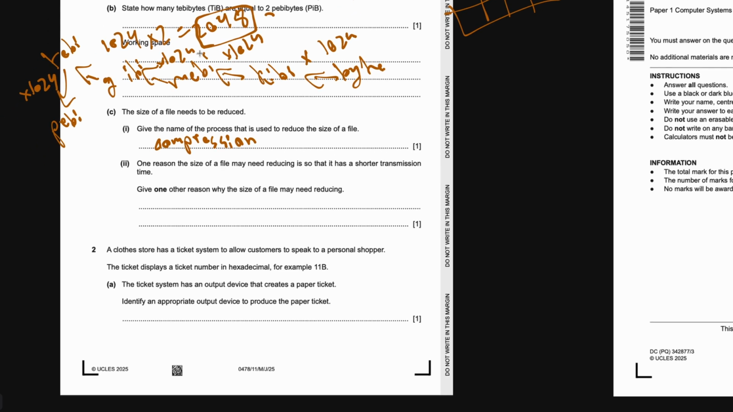One reason the size of a file may need reducing is so that it has a shorter transmission time. Give one other reason why the size of a file may need reducing. We have multiple reasons. Firstly is less bandwidth. Bandwidth is basically how much internet consumption it takes to transmit that file over the internet. All right. Another reason is less storage needed to store that file, right?